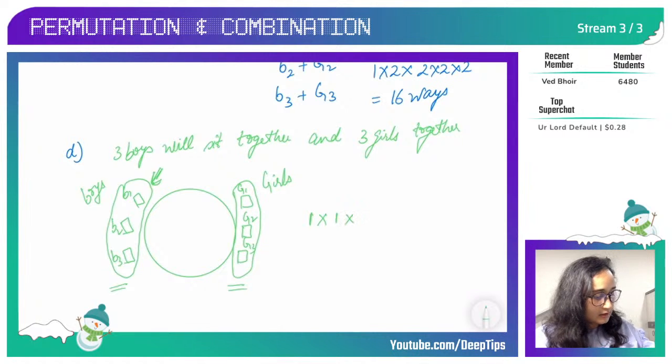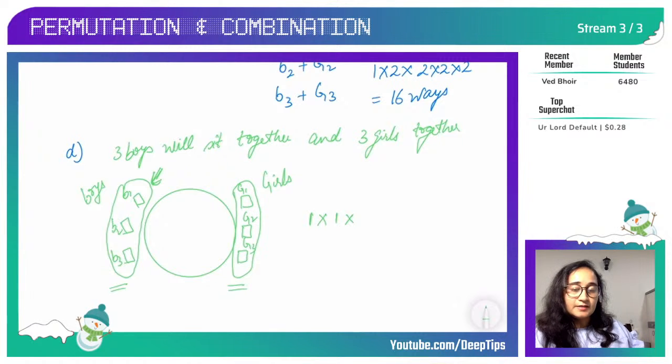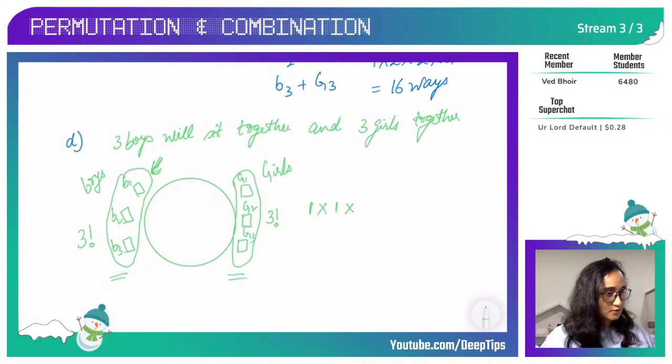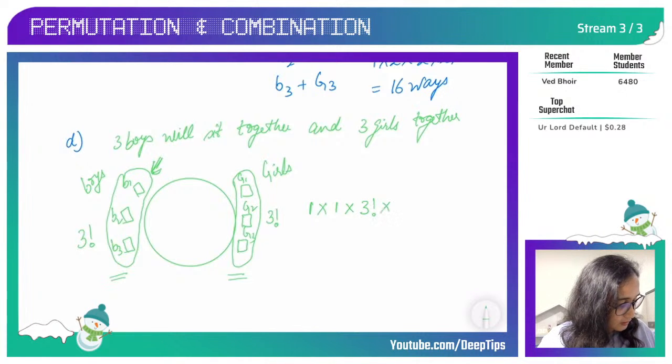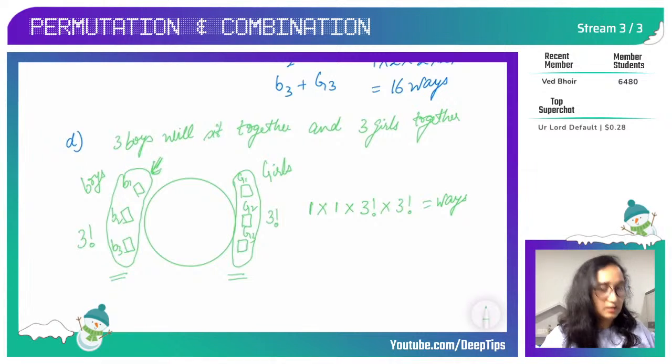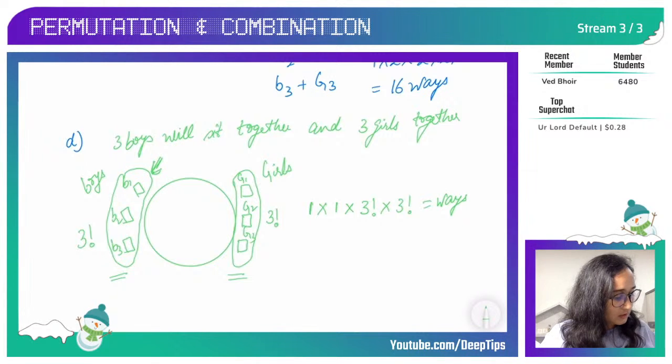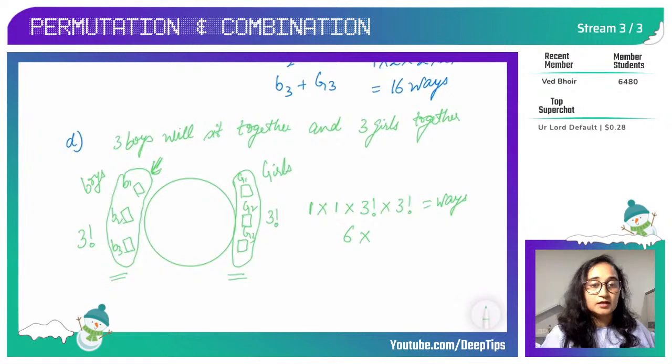Okay, now boys can arrange themselves in how many ways? 3 factorial ways. And girls also can arrange themselves in how many ways? 3 factorial ways. So we will multiply this thing with 3 factorial into 3 factorial. So these are the total number of ways. So we know 3 factorial is 6 and 3 factorial is 6 again. So 6 into 6 is 36.